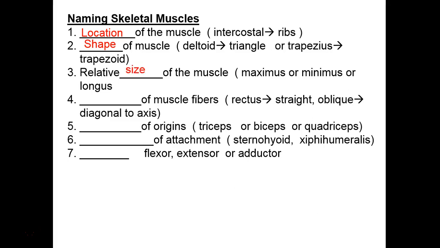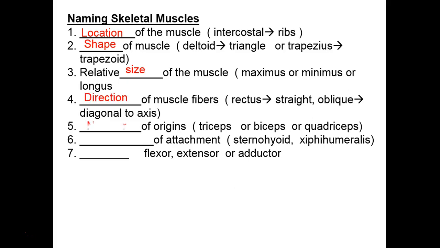Sometimes we name a muscle because of its relative size. The gluteus maximus is a lot larger than the gluteus minimus. So sometimes we name it according to its size. There is the adductor longus, and it's a very long, skinny muscle.